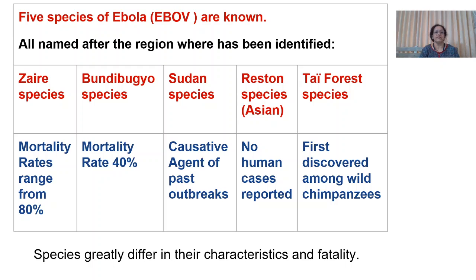The third one, the Sudan species, was the causative agent of some past outbreaks. In case of the Reston species, no human cases were reported, while the Thai Forest species was discovered among 2 wild chimpanzees. Species greatly differ in characteristics and fatality, but the most severe infections were caused by the Zaire species from Africa.